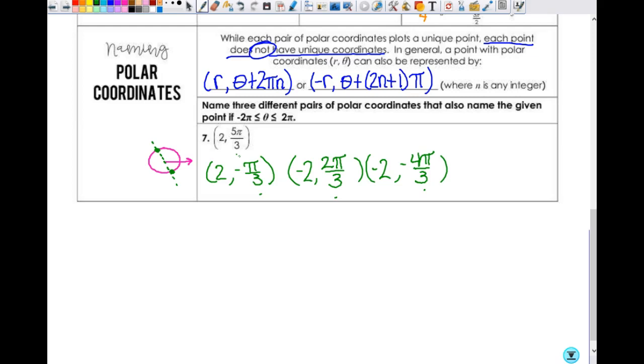Okay, we good? That way, if it comes up, it's not going to tell you, it's not going to be the same pattern every time on which one's positive and which one's negative. But if you had a positive 4 pi thirds and a negative 4 pi thirds, you know something's wrong, because you shouldn't have 2 of the same thing. Okay, we good? All right, let's look at the next one then.